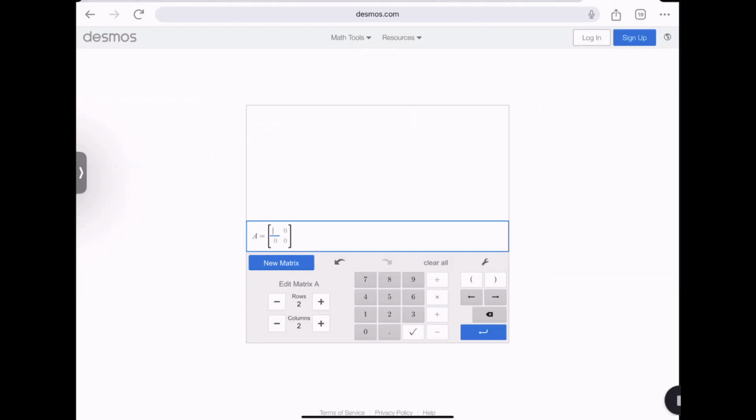So in the TI, same thing. Let's say I do 2 by 3. And automatically it already sets that up for me. Then I enter everything. But notice that this is labeled as A. Okay? So let's just do this.